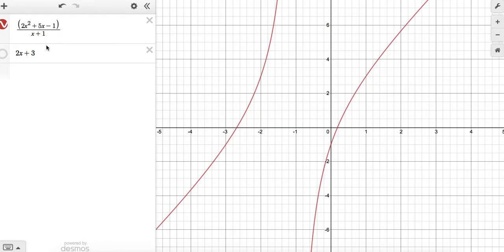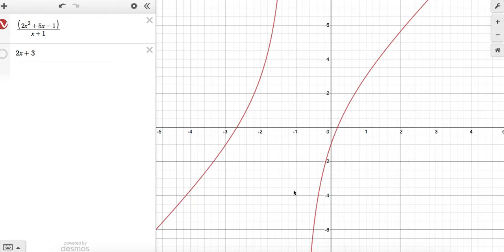So here's my graph of 2x squared plus 5x minus 1 divided by x plus 1. Okay, this is my division that I just did. And my quotient was 2x plus 3, and I had a remainder term. So this is my graph. It's a rational function. It's got what we call a slant.